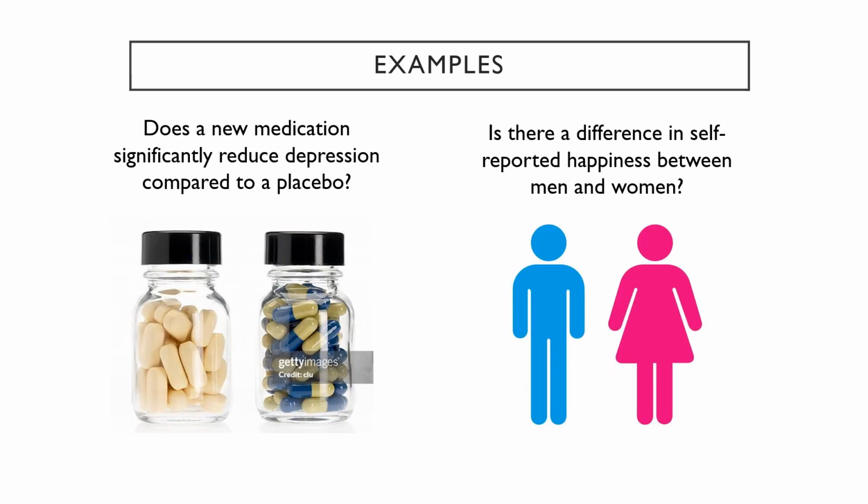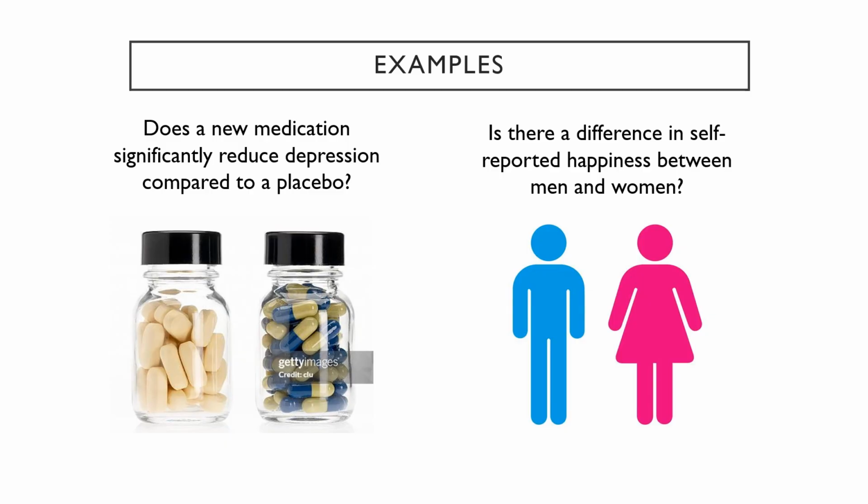Before jumping into the math, I think it would be helpful to talk about what kind of questions we can answer with an independent samples t-test. We might ask, does a new medication significantly reduce depression compared to a placebo? One group gets the medication of interest, and the other group gets the placebo, which might be a sugar pill that does not have an effect on depression. In this example, there are two different or independent groups. Then, with a t-test, we can compare the means to see if they significantly differ.